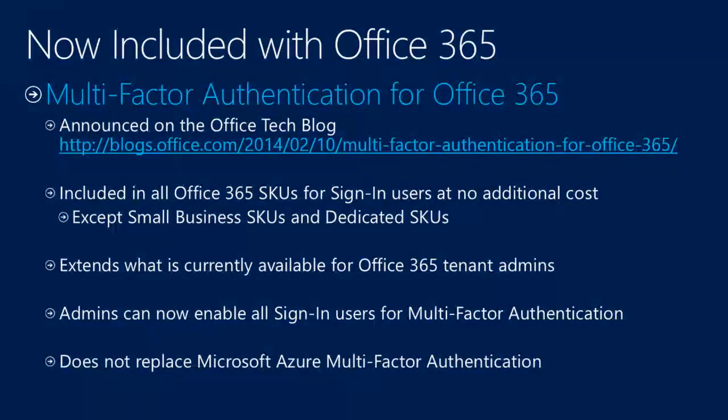I also wanted to talk about the small business SKUs. We have enabled multi-factor authentication all across Office 365. Our small business SKUs have a different admin UX, and that admin UX for small business is simplified and does not include multi-factor authentication. The multi-factor authentication extends what is currently available. It is optional. You don't have to use it, and nothing happens unless you explicitly go and enable a user for multi-factor authentication. So it's an opt-in thing that you can use.